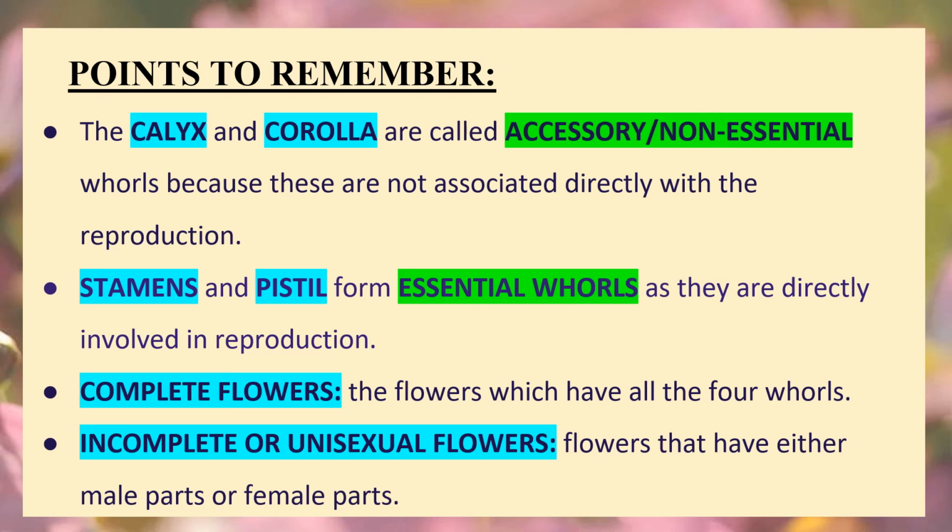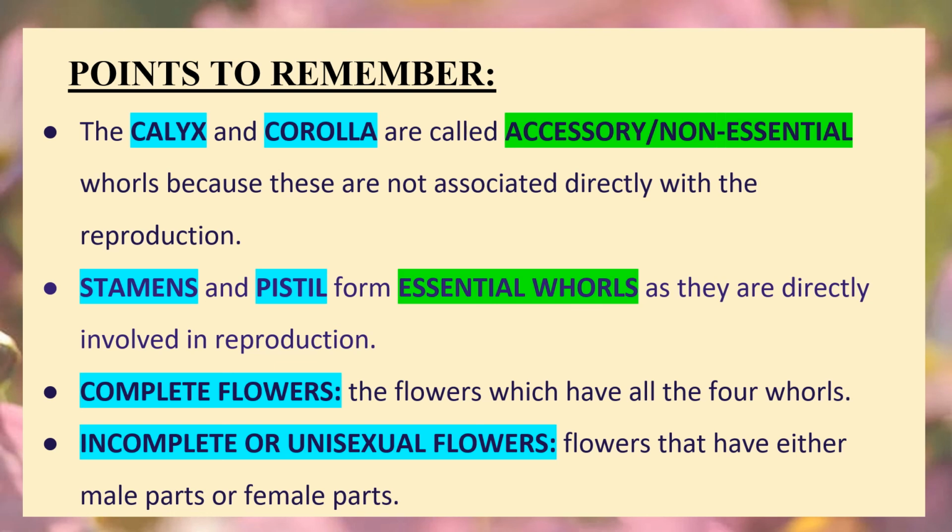Now students, few points to remember. Accessory and non-essential parts of the plants are calyx and corolla. These whorls are accessory, or you can say non-essential, because they are not associated directly with reproduction. Whereas stamens and pistil form essential whorls as they are directly involved in reproduction.